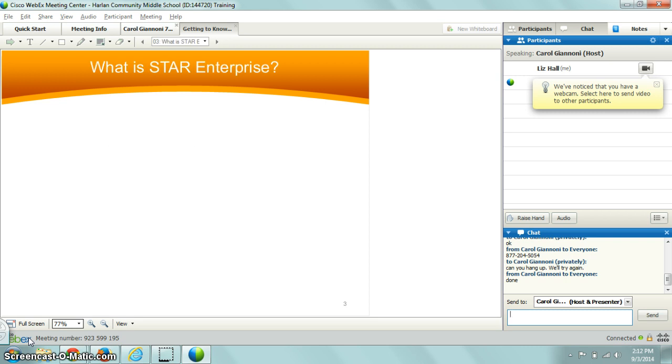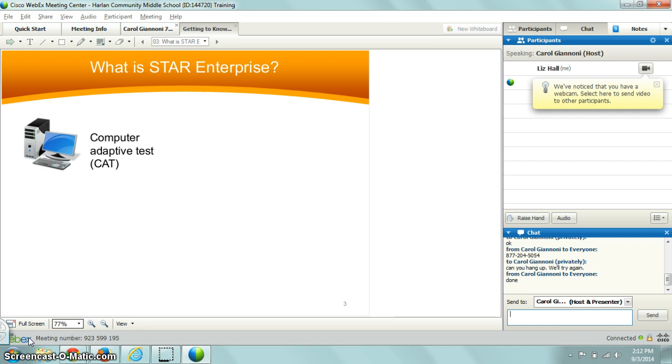So then, let's just talk a little bit about what STAR is. This is a computer adaptive test. Do you know what I mean when I say computer adaptive? No. No, explain that. Okay, what that means is students are going to see the questions on the test.